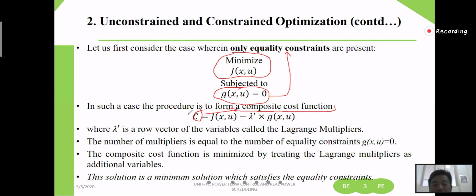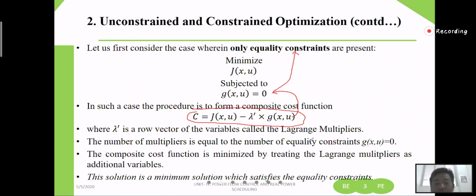Okay, so this C equals J(x, u) because we are minimizing this, and then minus lambda transpose times g(x, u). This g(x, u) is an equality constraint. Okay, we have to fulfill that. But in optimization, what you have to do is form one composite cost function. So the composite cost function C, how you will find it is you have to minimize that function J minus 1.